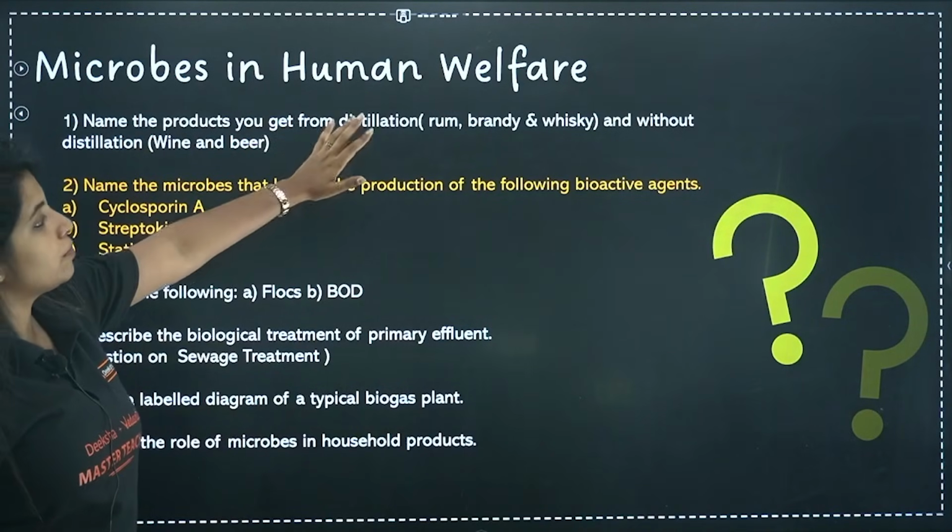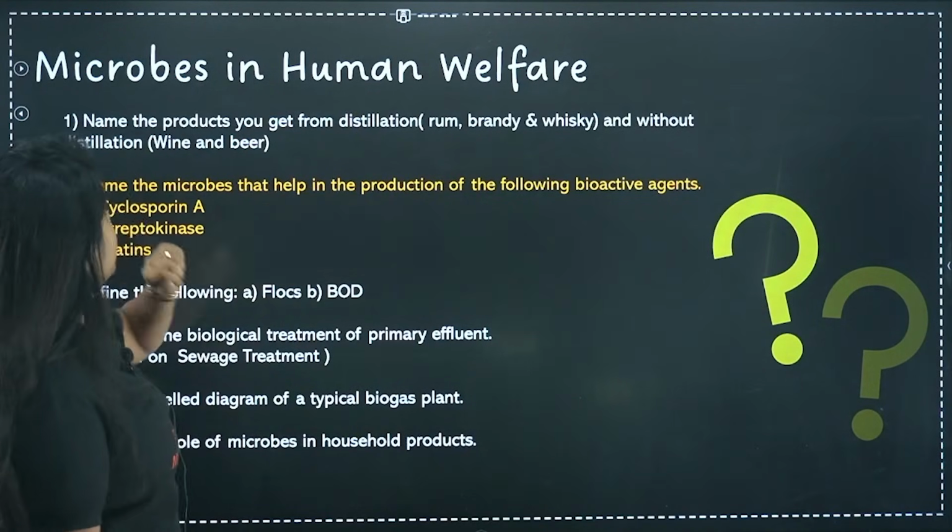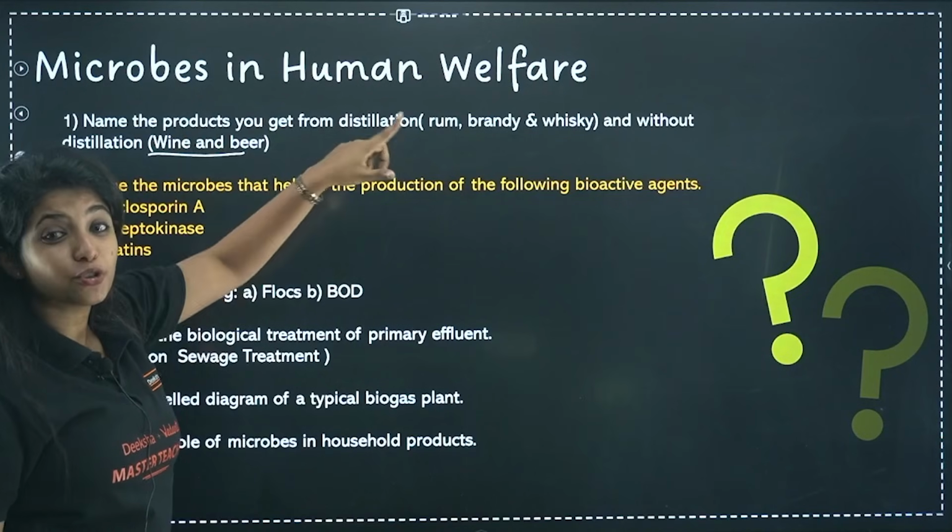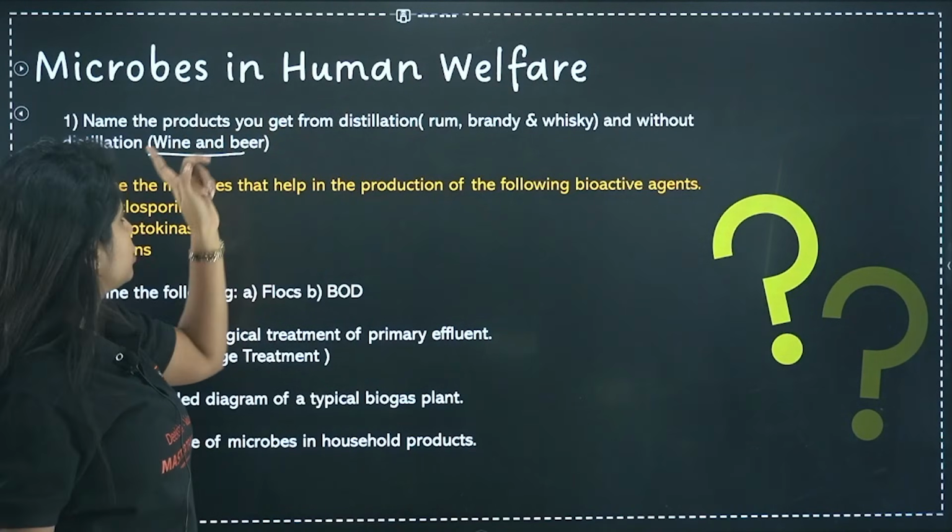So name the products you get from distillation such as rum, brandy, whiskey, and without distillation such as wine and beer. You should know that. Okay, I have put the names over here, but you should know that.